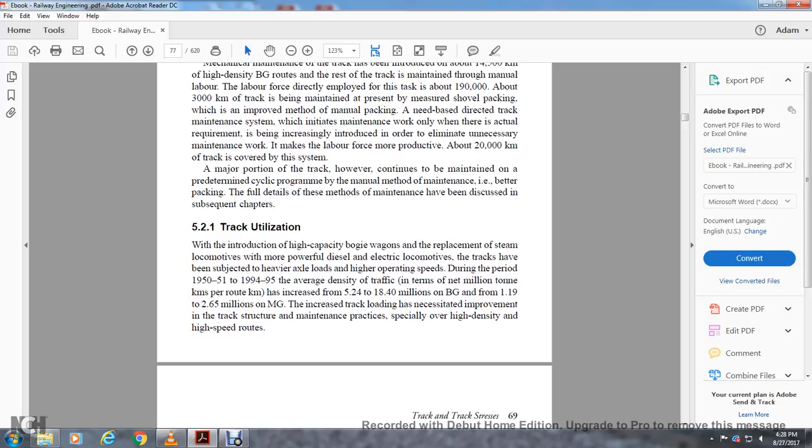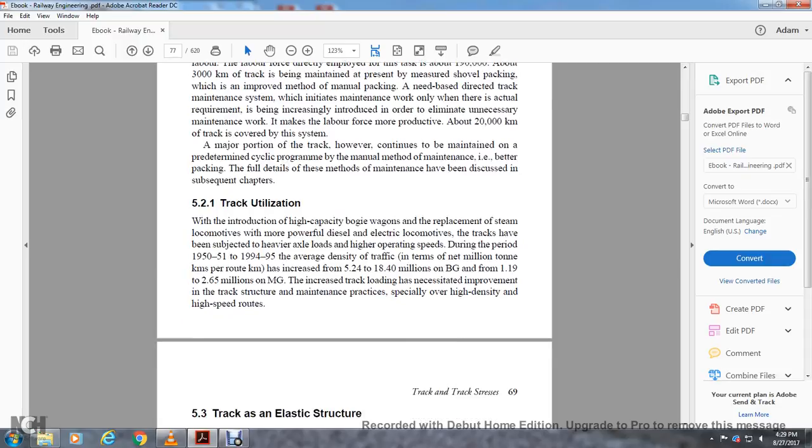Track utilization. With the introduction of the high-capacity bogie wagon and the replacement of the steam locomotives with the powerful diesel-electric locomotives, the track has been subjected to heavier axle loads and higher operating speeds. During the period of 1950 to 1951 and 1994 to 1995, the average density of the track, in terms of net million tons per kilometer, has increased to 5.24 to 18.4 million on the broad gauge and 1.9 to 2.65 on the meter gauge. This increased track loading necessitated improvement of the track structure, maintenance practices, and special overhaul for high density, high speed routes.